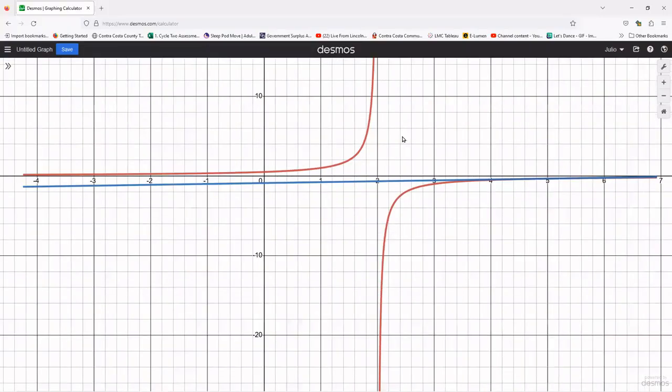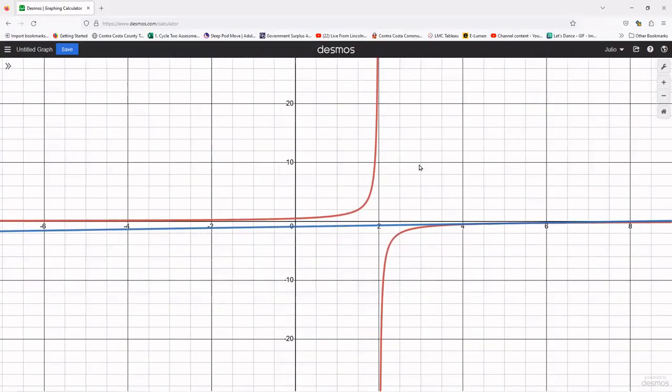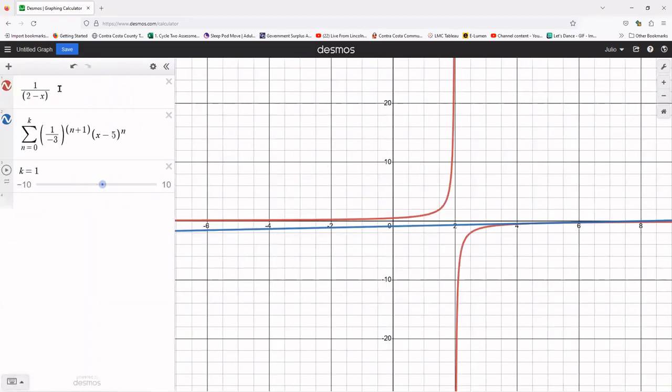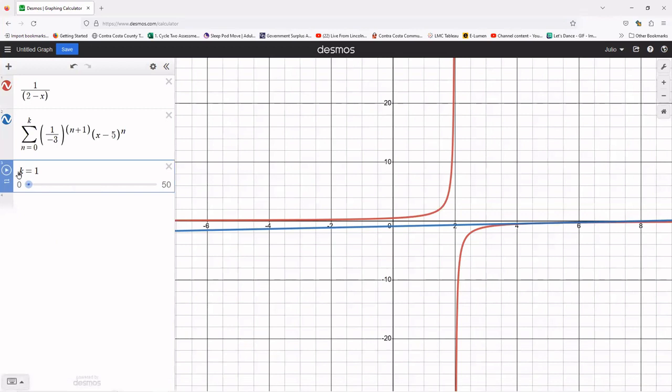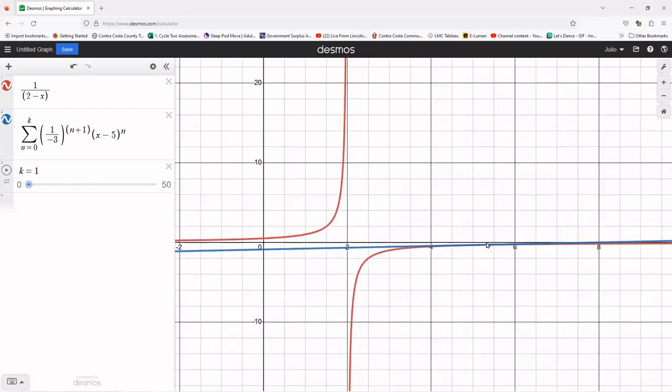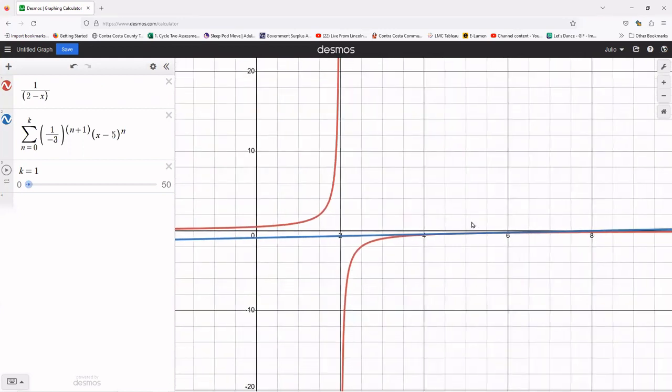So the hope is that I had a function, the red one, and then the power series, and they should match up at around x equal 5. I'm going to make this 0 to 50. I should be able to slide this k all the way over to 50, and it should match up just about at x equal 5 right here, right? So let's go ahead and try it. It looks promising right now. And if you go ahead and run it, look at that. It's matching at around x equal 5, right? So now, let me make this run through. Yep, that one. Play. There we go. Bam.